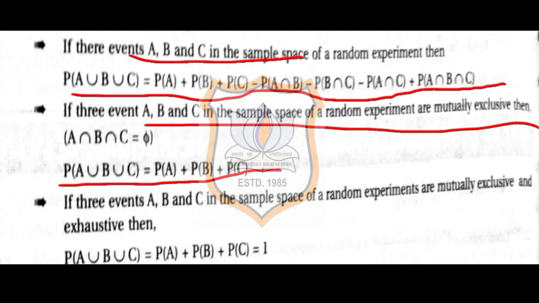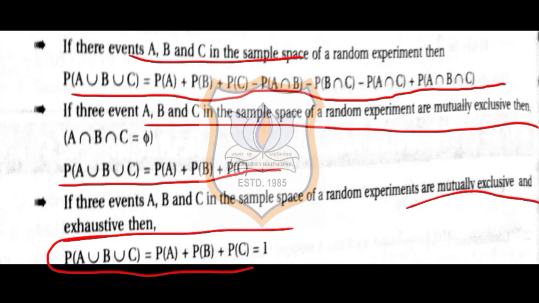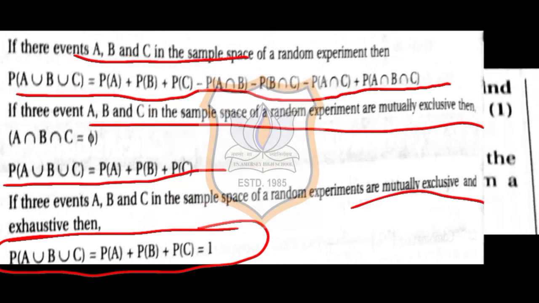If three events are there and all three events are mutually exclusive and exhaustive, all the intersections will be empty. So P(A intersection B), P(B intersection C), P(A intersection C) and P(A intersection B intersection C), all their probabilities will be 0. And P(A union B union C) will be 1. So we will have P(A union B union C) equal to P(A) plus P(B) plus P(C), and that is 1. Now let us apply all these cases and solve the sums of exercise 1.3.